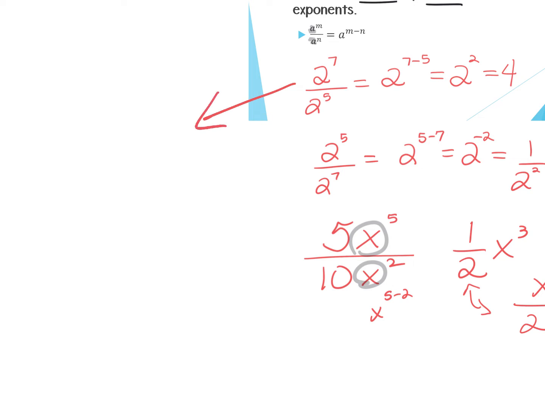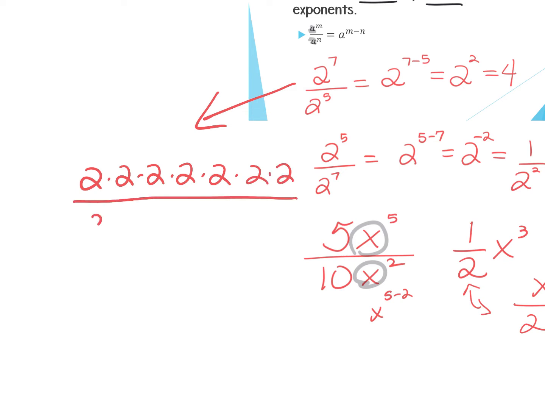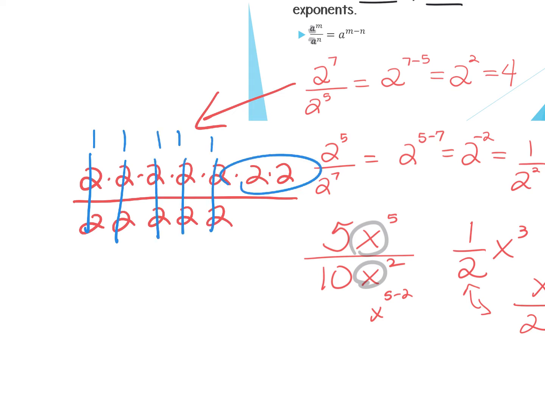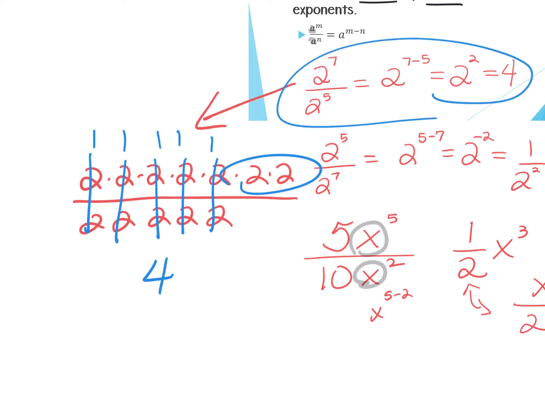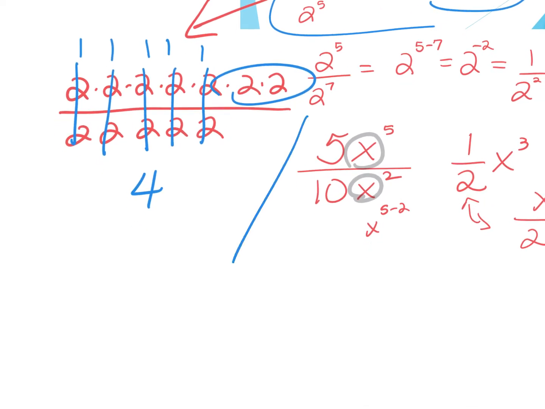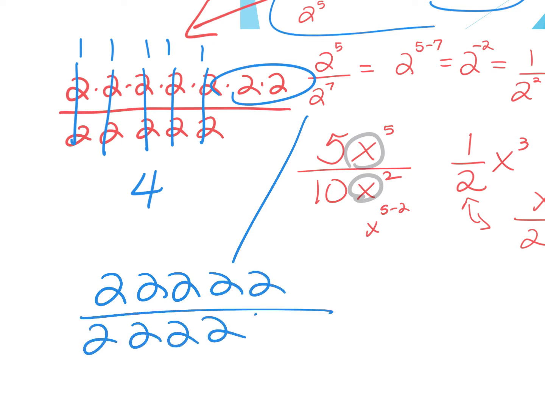If you took 2 to the 7th and you wrote out 2 seven times, and then 2 to the 5th on the bottom, then you could simplify. 2 divided by 2 is 1. 2 divided by 2 is 1. 1, 1, 1. And then you just multiply what was left over that didn't cancel. And then you get 4, the same answer we got when all we did was subtract the powers. The same thing would work if it were this problem, where 2 to the 5th was on the top and 2 to the 7th on the bottom.